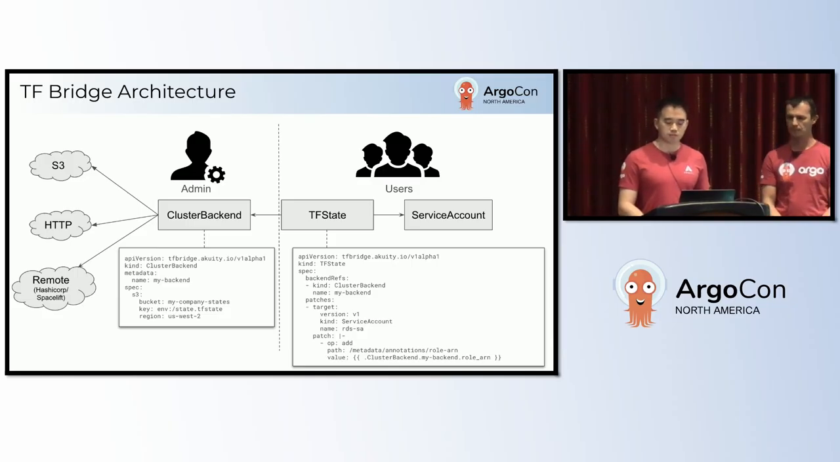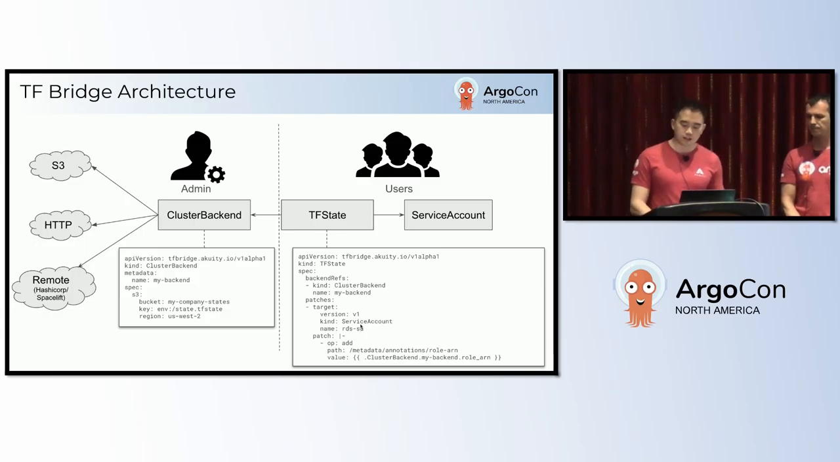This is a namespace scoped CR. This is basically a list of patches that you specify, and we are going to fetch the values through the cluster backend from the Terraform state file, and then apply the patches to the targeted workloads. In this example here, you can see we're referring to the backend that we created before. And then in this patch, we are trying to target the service account that has the name RDSSA. Since this is a namespace scoped resource, we're only trying to find the service account in the same namespace as the TF state. And here we have a JSON patch.